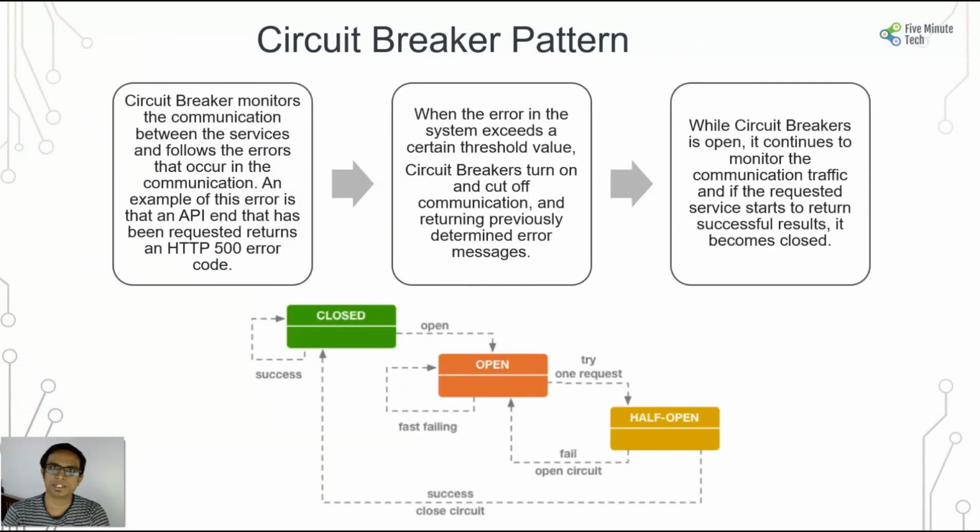So moving on to the circuit breaker pattern in detail, a circuit breaker monitors the communication between the services and tracks the errors that occur in the communication. An example of this error is an HTTP API request that returns a 500 error. When the system exceeds a certain threshold value, the circuit breaker turns on, cuts off the communication to that service, and returns a previously determined error message. While the circuit breaker is open, it continues to monitor the communication traffic, and if the service starts to return successful results, it becomes closed. So this is the representation of the full flow: the closed, open, and half open.